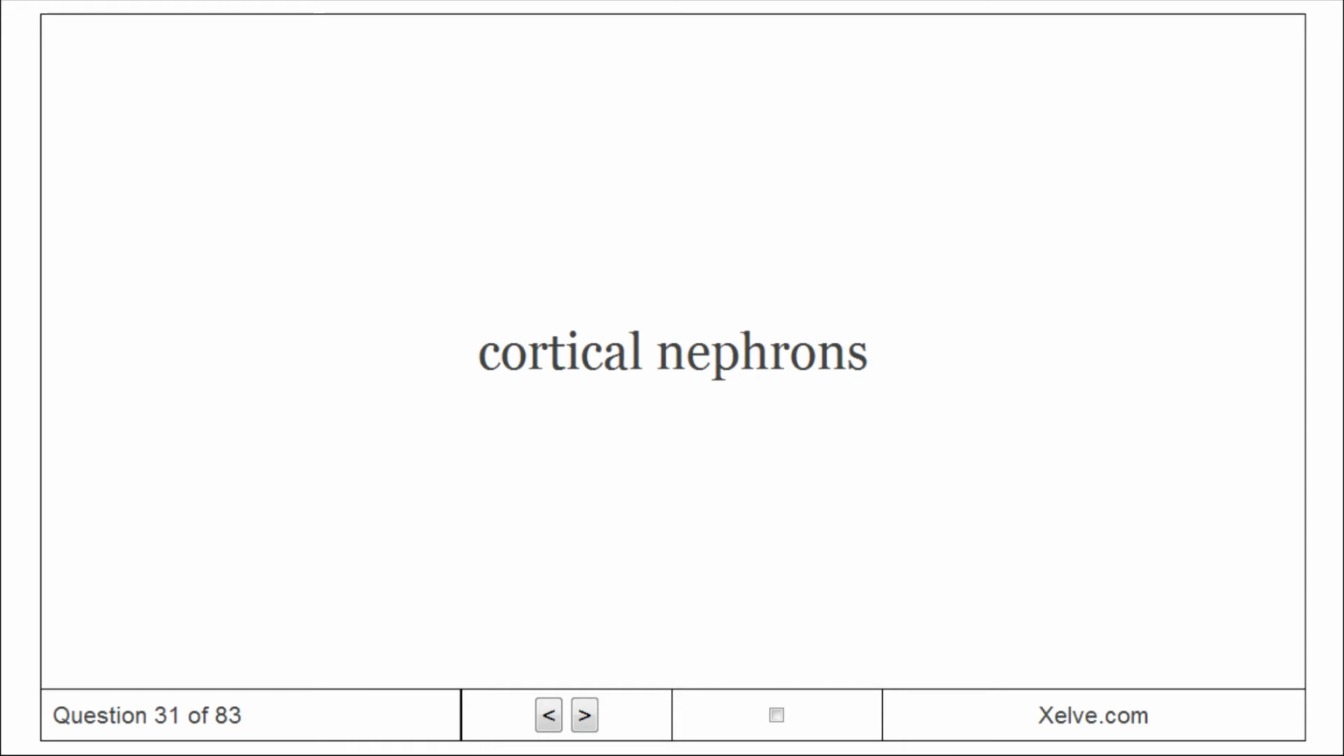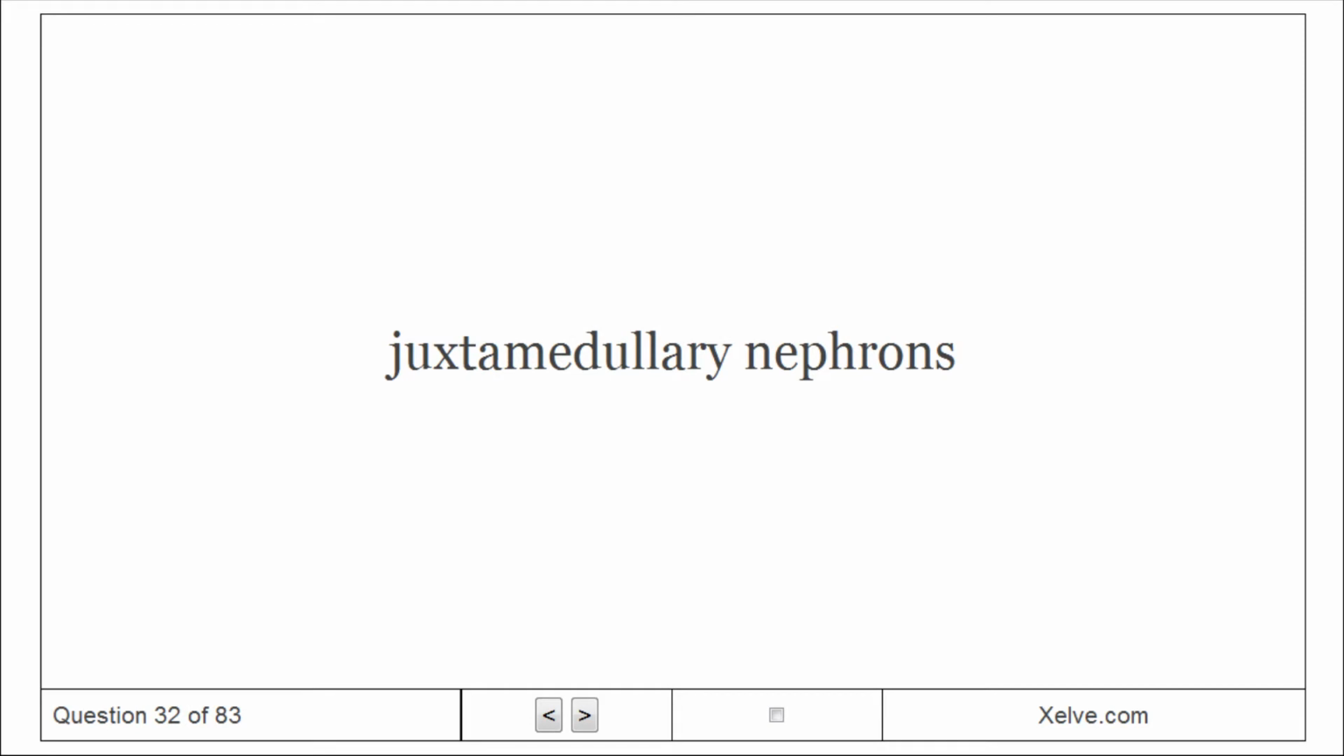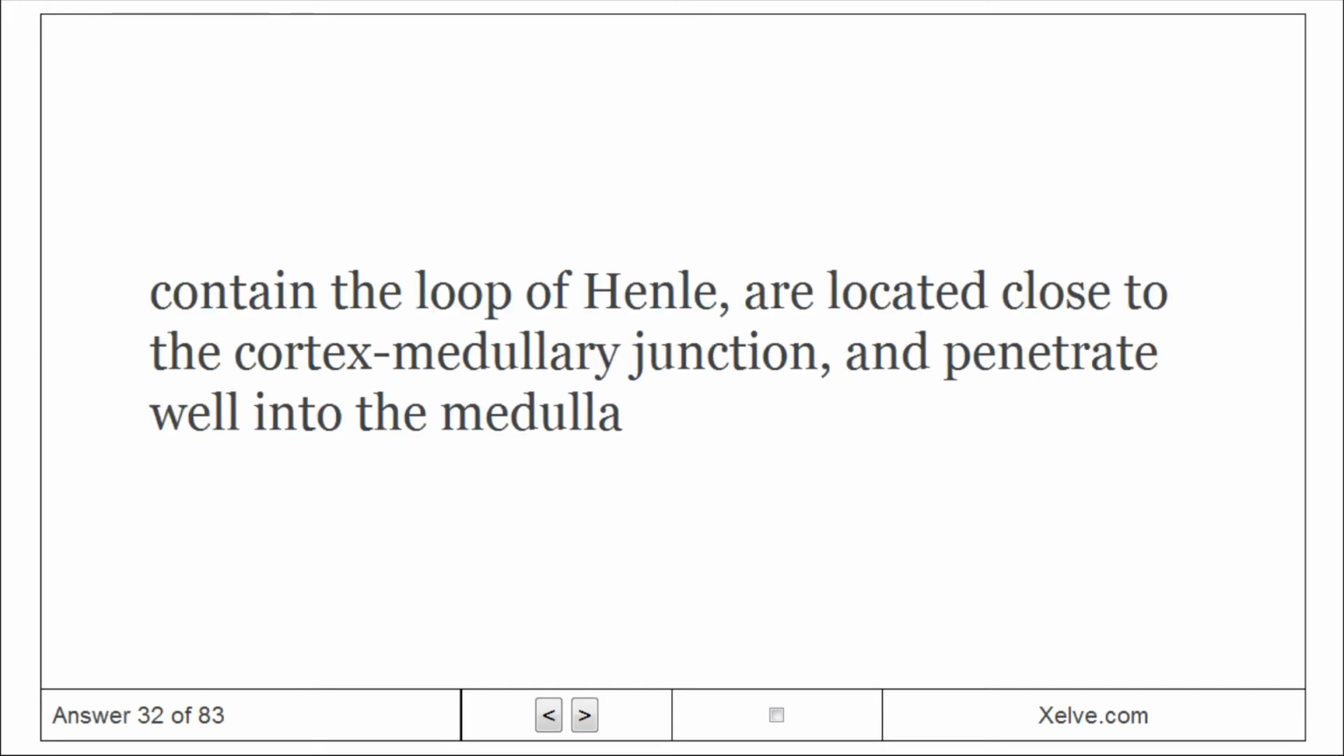Cortical nephrons. Nephrons located almost entirely in the renal cortex. Juxtamedullary nephrons contain the loop of Henle, are located close to the cortex-medullary junction, and penetrate well into the medulla.